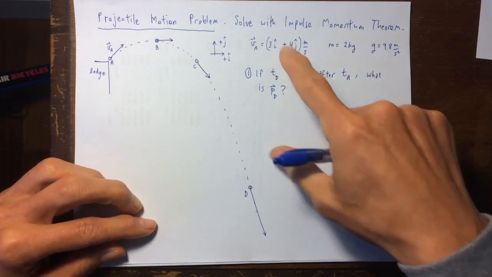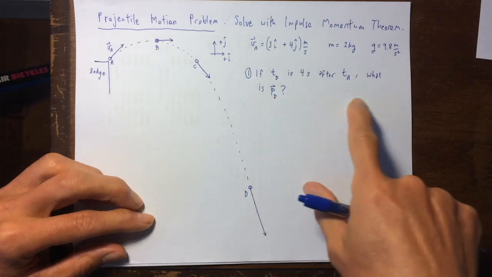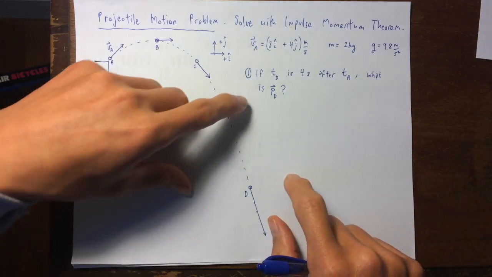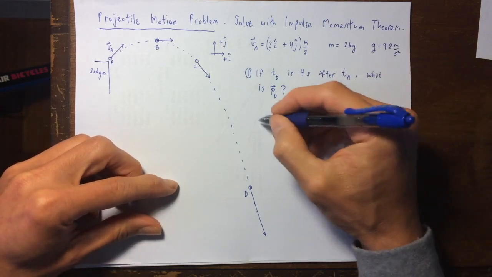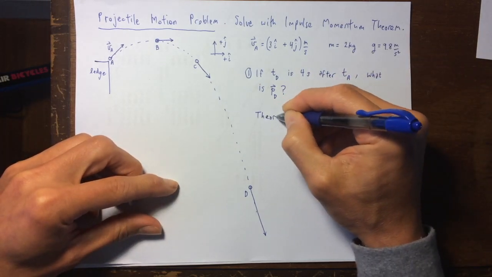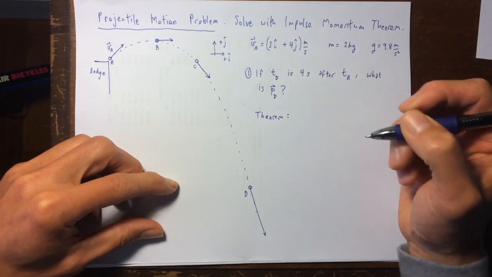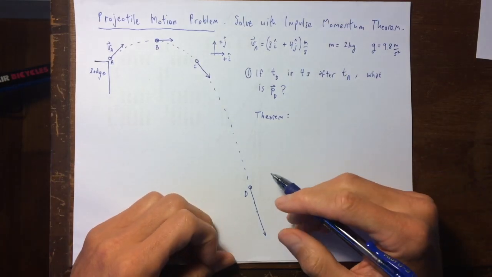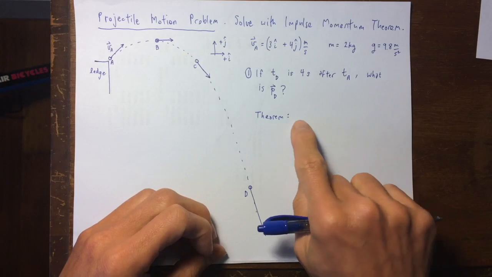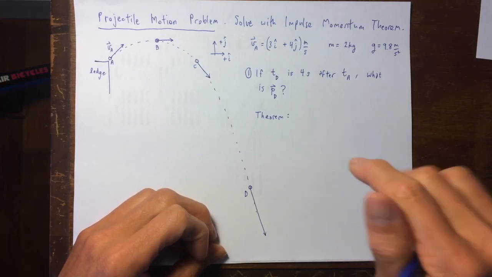And I'm going to use the Impulse Momentum Theorem to solve this problem. So what is p sub d? The Impulse Momentum Theorem is really easy to write down, but in and of itself, when you write it down, it's actually not useful at all. Let me show you what I mean.